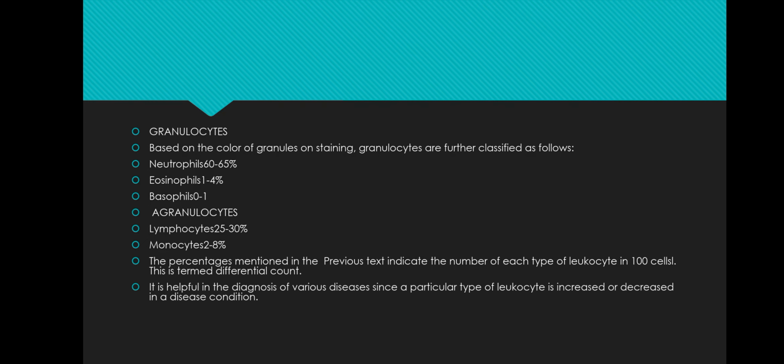Next, we will see the agranulocytes. Agranulocytes are of two types: lymphocytes and monocytes. Lymphocytes are 25 to 30 percent, and monocytes are 2 to 8 percent.